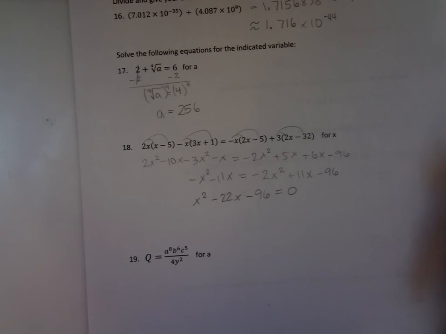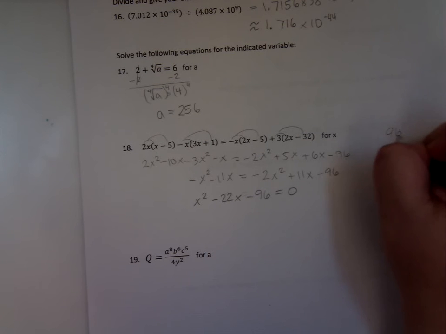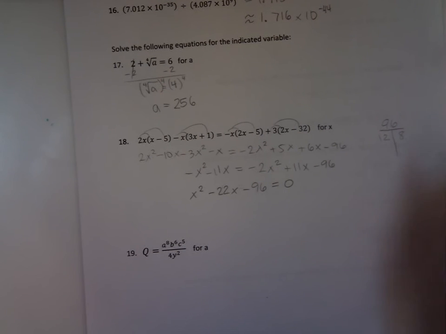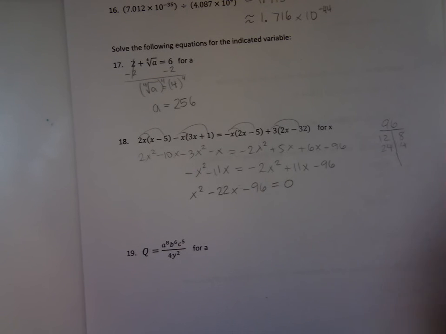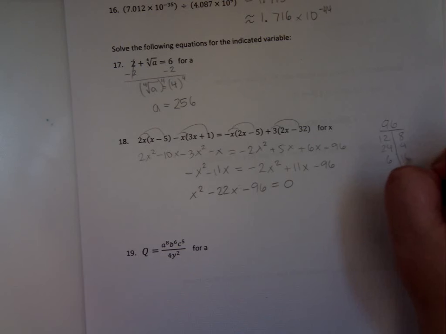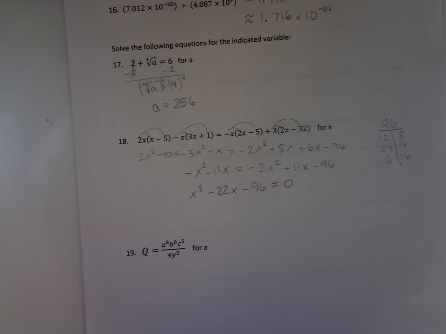Okay, what are the factors of 96? Well, 12 and 8, that's not going to help much. 24 and 4, no. 6 and 16, that looks like some combination of that will add to negative 22, or will it? No, doesn't look like it.